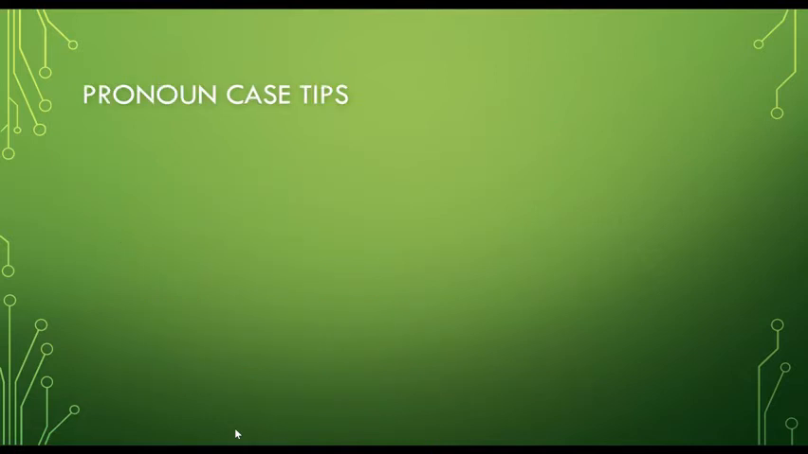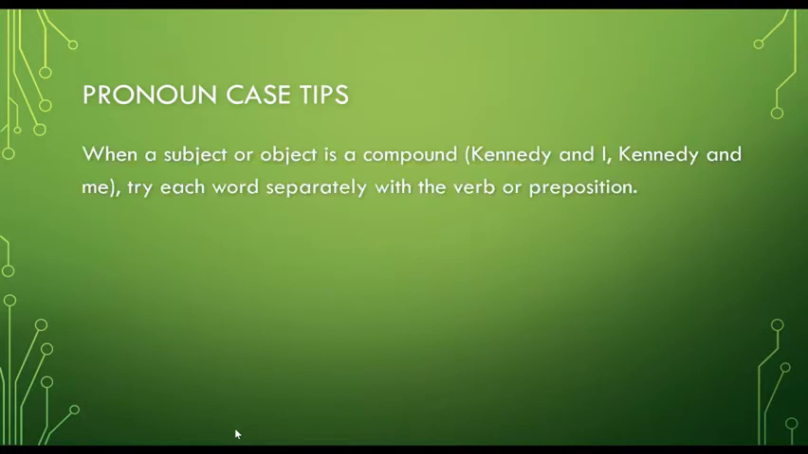Okay, so here are some quick tips before we get into our practice when we're talking about pronoun case. When a subject or object is a compound, that just means when there's more than one, and it's because they're using "and," right? So not "they" or "them," but for example, "Kennedy and I," or "Kennedy and me." That "and" makes it a compound. So when that happens, you need to try each word separately with the verb or preposition.